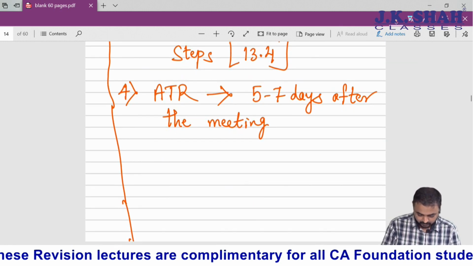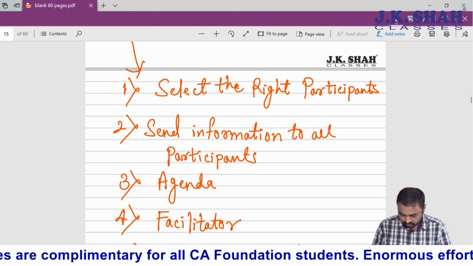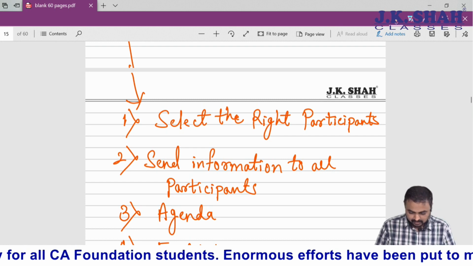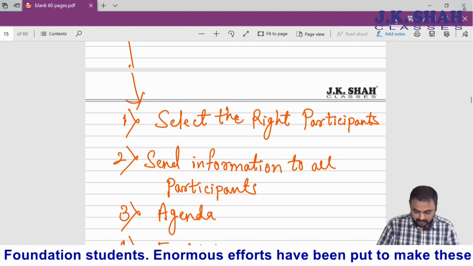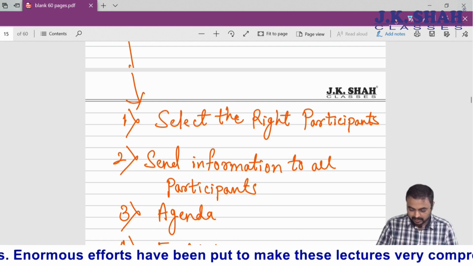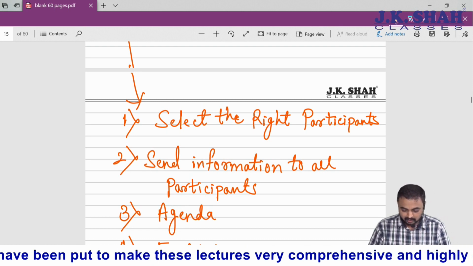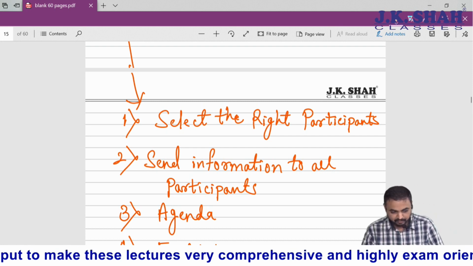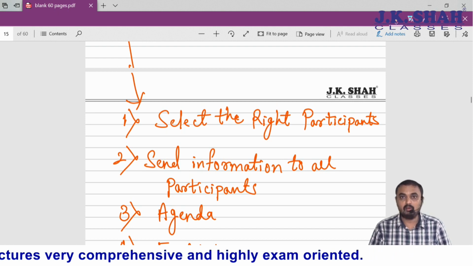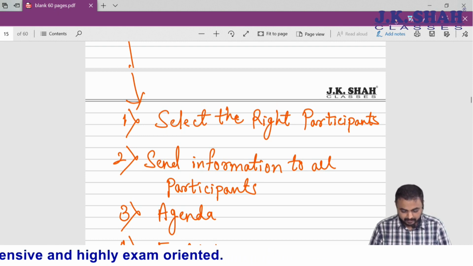6 points are there. First one, select the right participants. What all points are necessary for conducting the meeting? First one is select the right participants necessary for the meeting. Second is send information to all the participants. It is advisable to send information at least 2 to 3 days before the meeting so that the required participants can come with their information, their data. You also need to inform them about date, time, venue, names of the participants, the agenda.